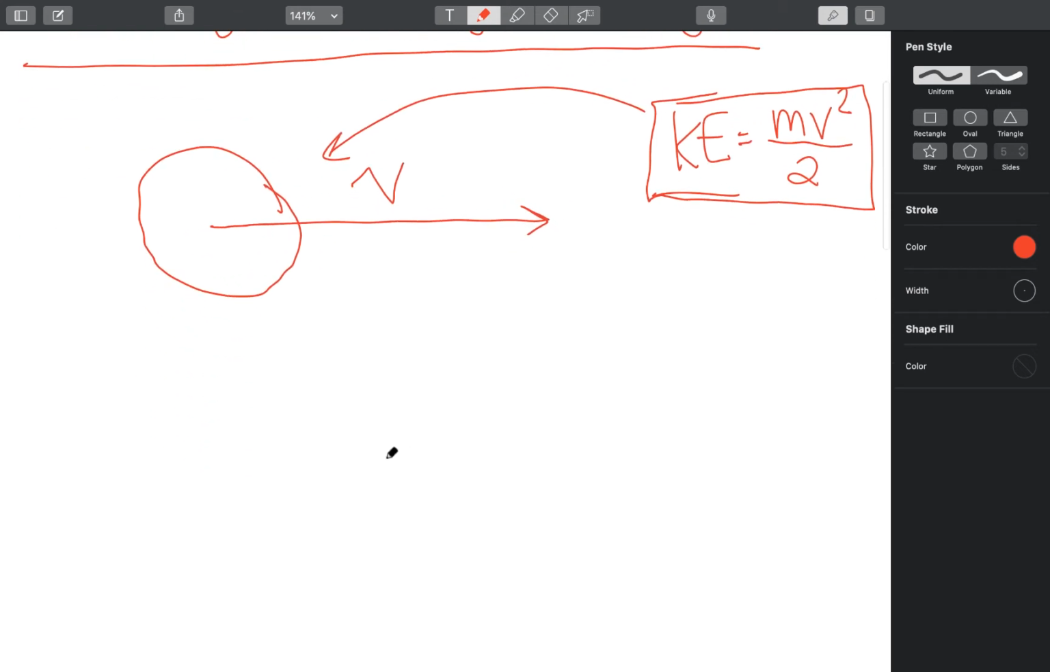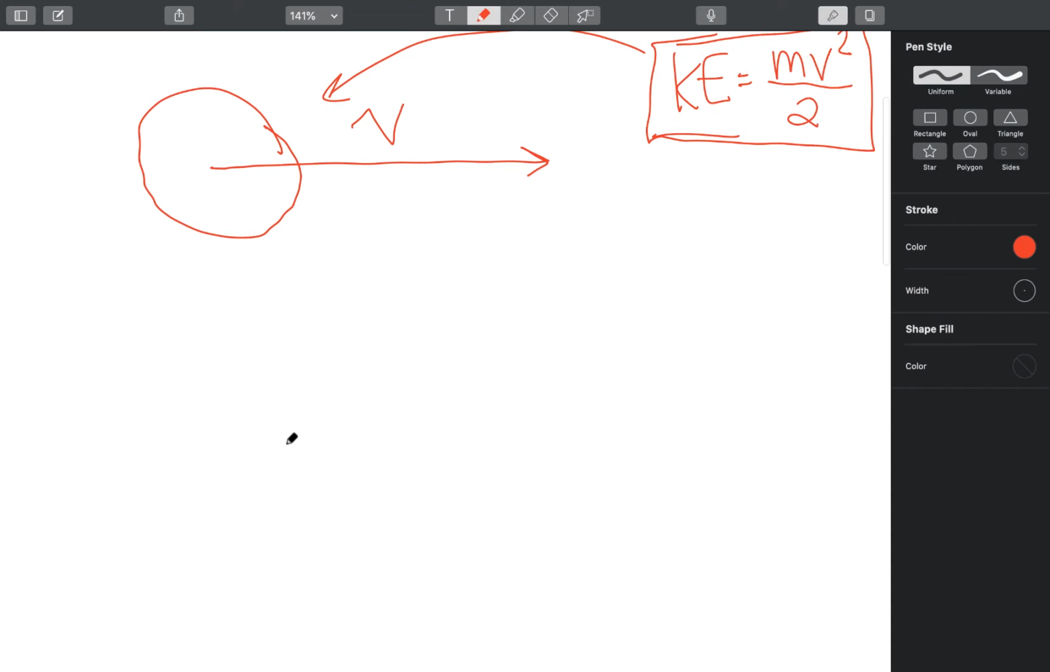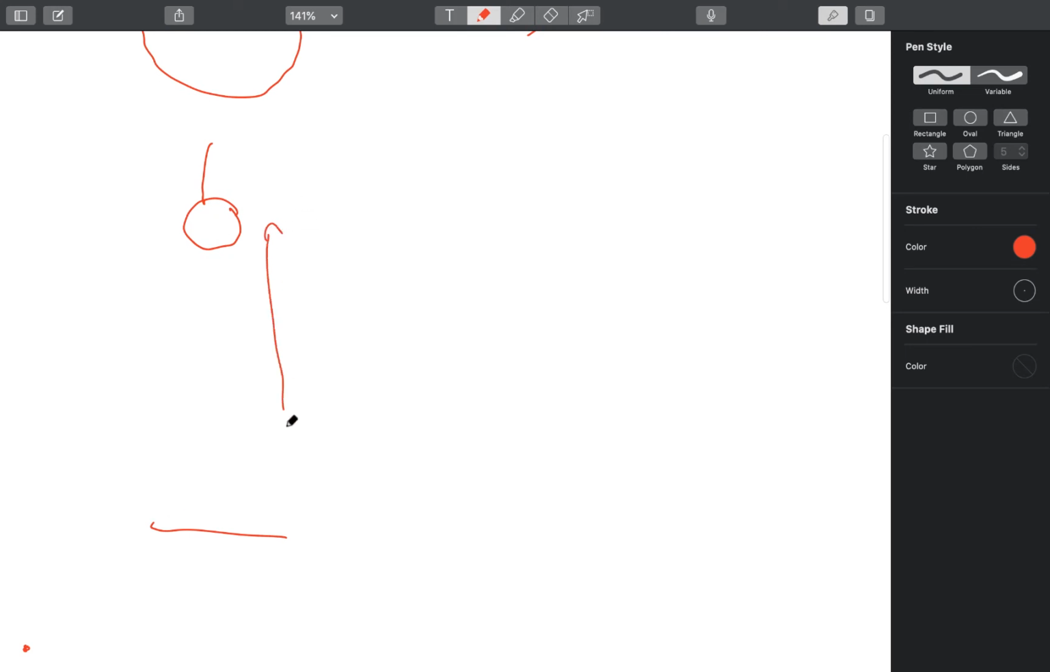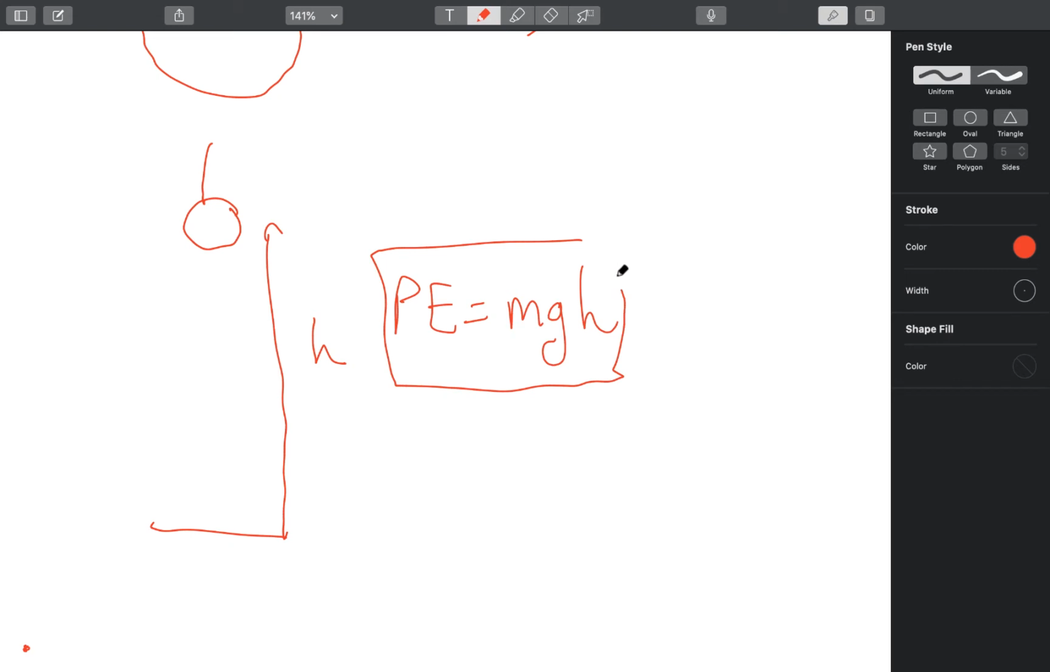The second type of energy that one could have is potential energy. And potential energy is just stored energy. So an example of potential energy could be gravitational potential energy. And for this, imagine a ball being hung over a certain height from the ground. So it's a certain height from the ground. And the potential energy associated with this height is equal to mgh. So an object can have potential energy or stored energy.